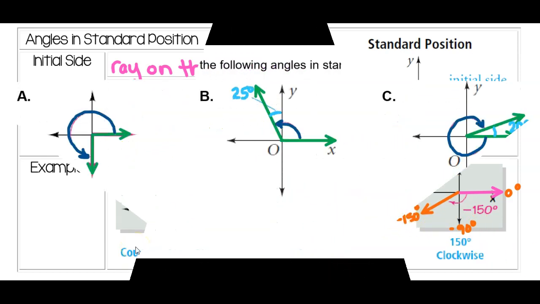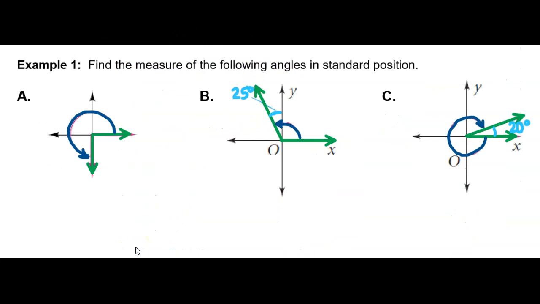Okay, so in example 1, it says find the measure of the following angles in standard position. So we know that our initial ray is at 0 degrees. And here our terminal ray, you might know it already. If you think about going around the circle, this is 90 degrees, 180, and we're landing at 270 degrees. So this angle would be 270 degrees in standard position.